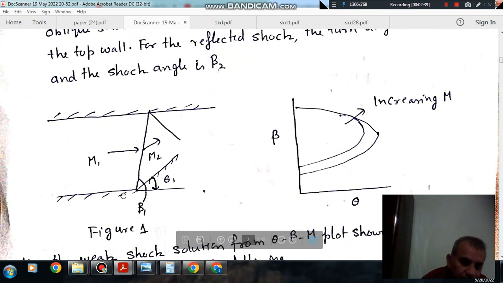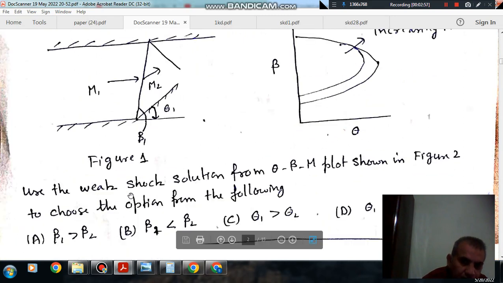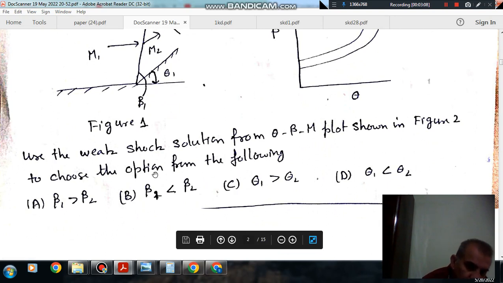So this is your shock wave and it is making an angle beta 1 with this surface, or with M1. And this is your reflected shock with M2, and this is your beta, this is theta, this is increasing. This is your figure 1. Use the weak shock solution from the theta-beta-M plot shown in figure 2 to choose the option from the following.